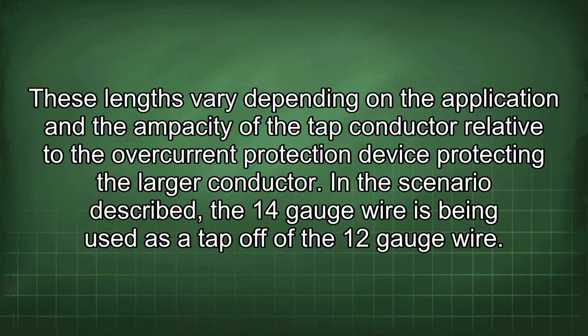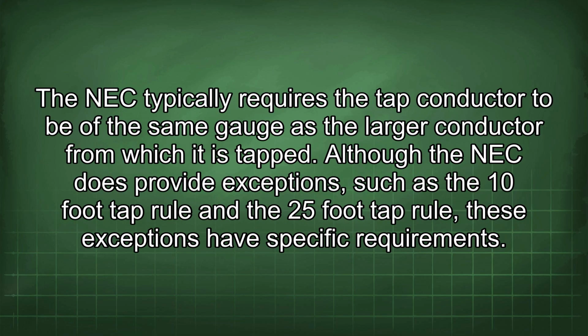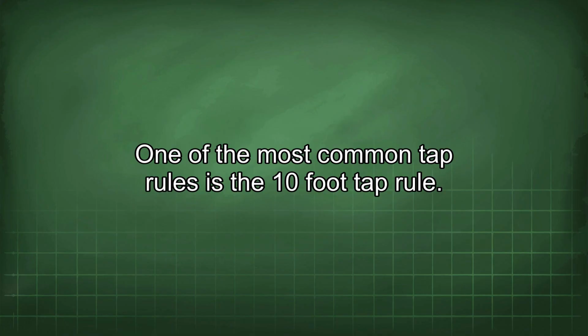protecting the larger conductor. In the scenario described, the 14-gauge wire is being used as a tap off of the 12-gauge wire. The NEC typically requires the tap conductor to be of the same gauge as the larger conductor from which it is tapped. Although the NEC does provide exceptions, such as the 10-foot tap rule and the 25-foot tap rule, these exceptions have specific requirements. One of the most common tap rules is the 10-foot tap rule.